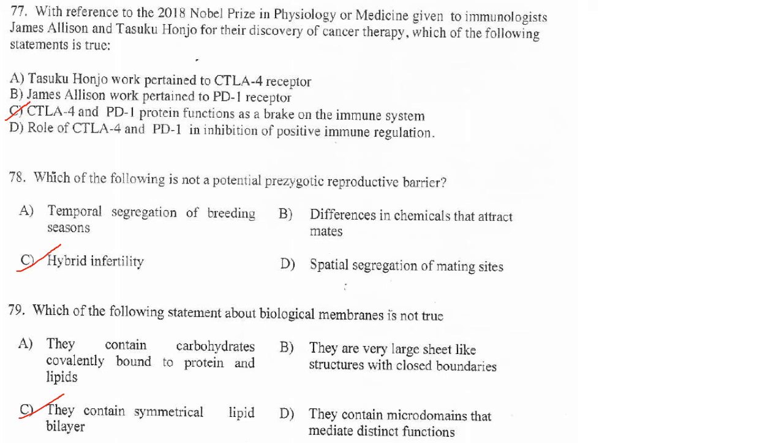They contain carbohydrates covalently bonded to protein and lipid. Then they are very large sheet-like structures with closed boundaries. They contain symmetrical lipid bilayer. So it's not true. So answer is option C, that is not true. It is an asymmetric lipid bilayer with different membrane lipid composition in each monolayer. So answer is option C.